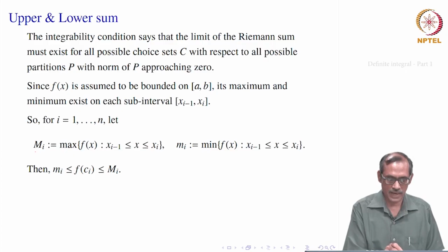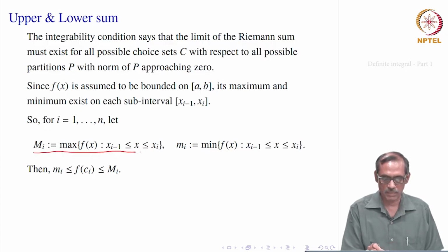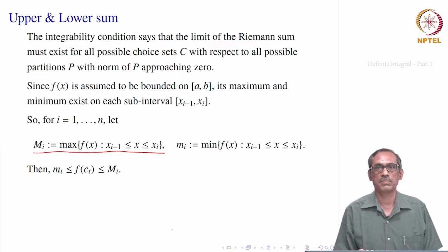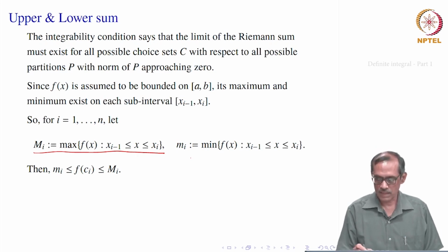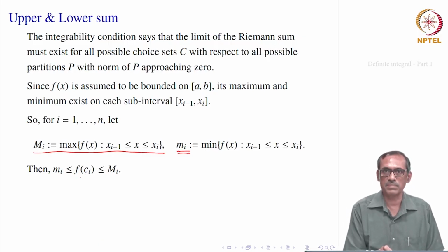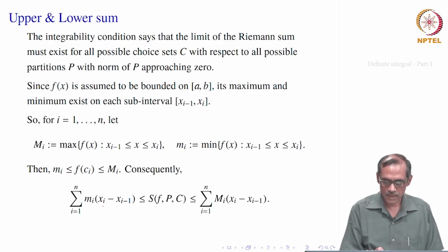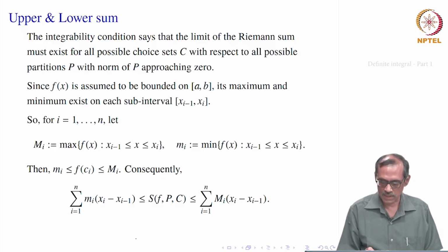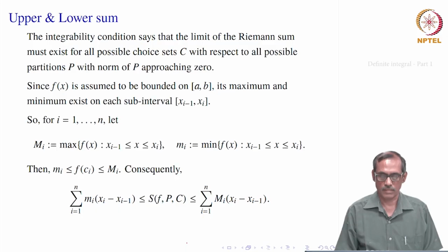So, that means let us write capital M I equal to the maximum of f of x, where x varies from x I minus 1 to x I. Similarly, write small m I to be the minimum. Then what we see is, small m I is less than or equal to f of c I, which is less than or equal to capital M I. Therefore, the Riemann sum S f p c, which has f of c I instead of m I or small m I, and all the other terms are the same, that should be in between these two sums, okay.